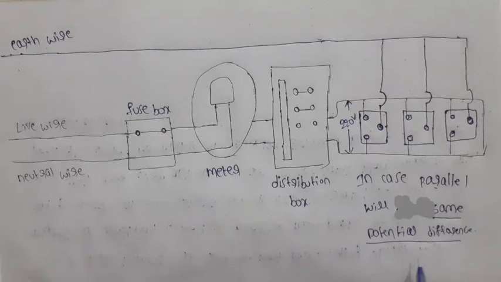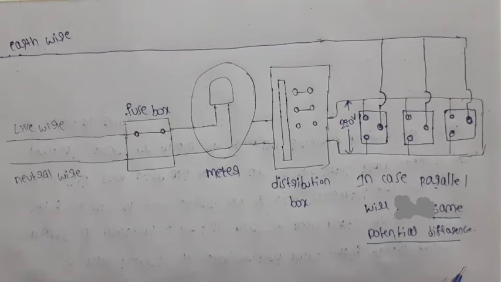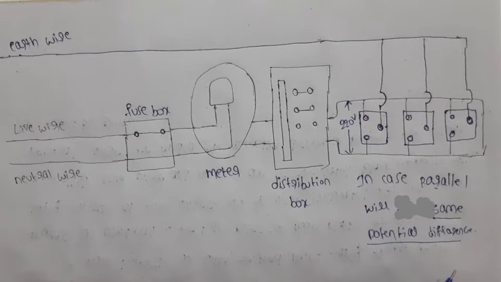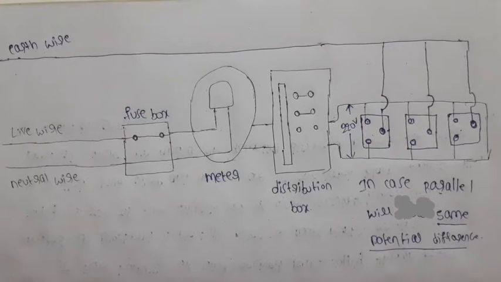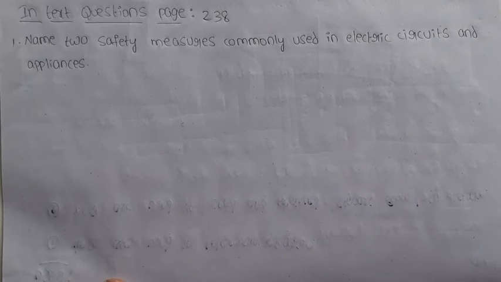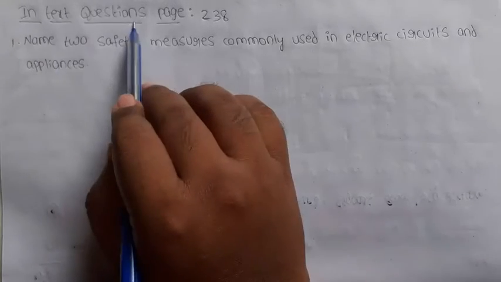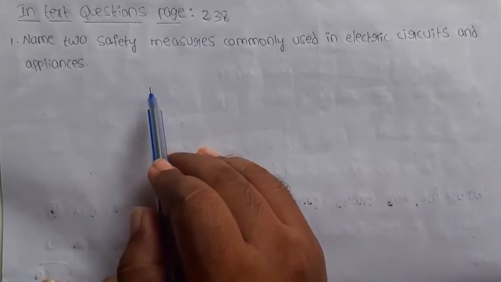In case of series, the potential difference is different. So in series connection, each appliance will have a different potential difference. This is the construction of the domestic electric circuit. Next, NCERT textbook, in-text questions, page number 238.